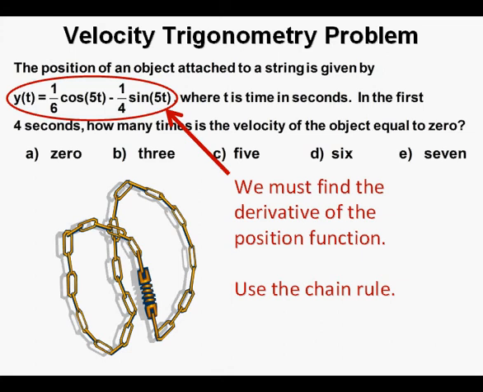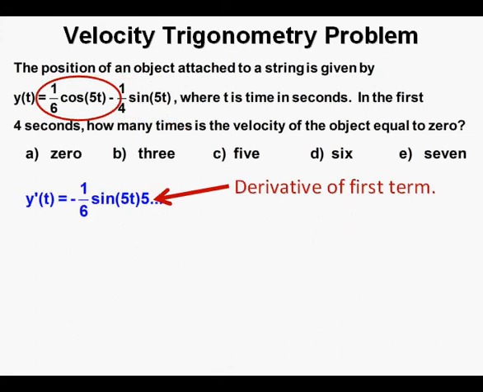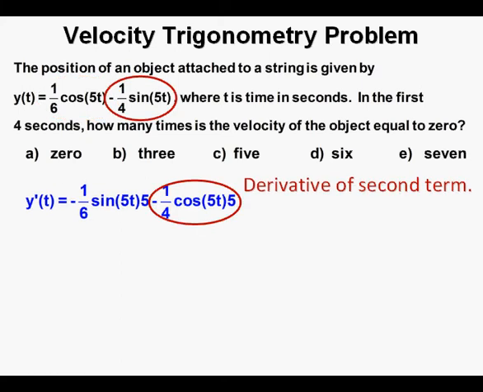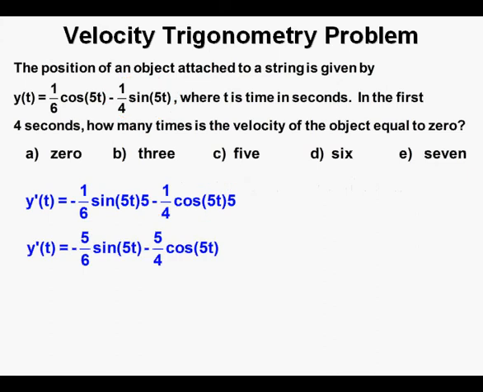Applying the chain rule, the first term will be negative 1/6 sine of 5t times the derivative of 5t, which is 5, minus the derivative of the second term, which is 1/4 cosine 5t times the derivative of 5t, which is 5. And simplifying, we have y prime of t equals negative 5/6 sine of 5t minus 5/4 cosine of 5t.